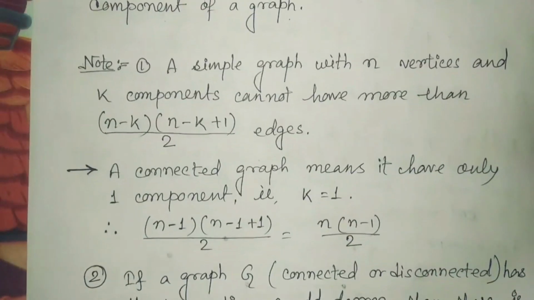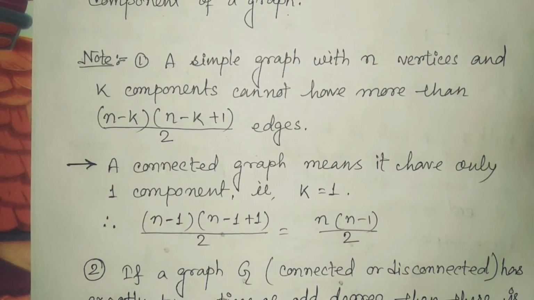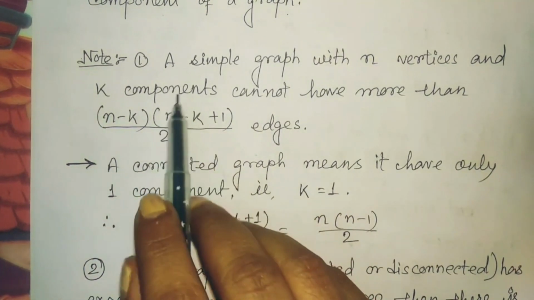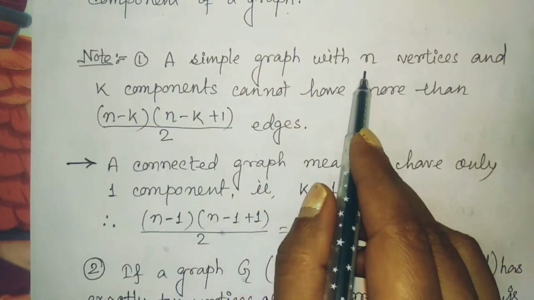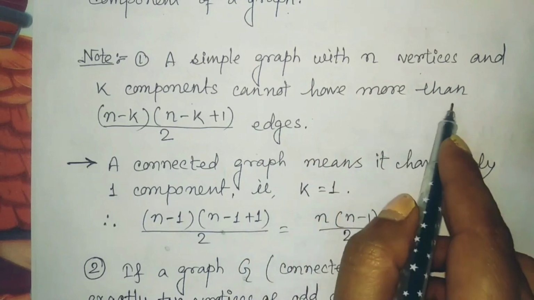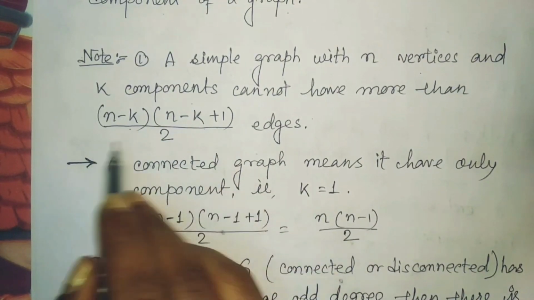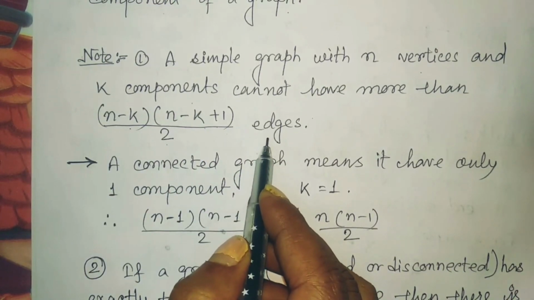So depending upon this component, we will conclude something. So special notes are here. The first thing is a simple graph with n vertices and k components cannot have more than (n minus k) into (n minus k plus 1) divided by 2 edges.